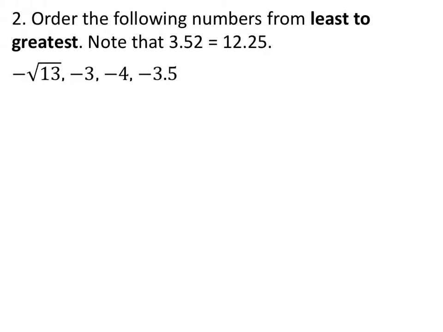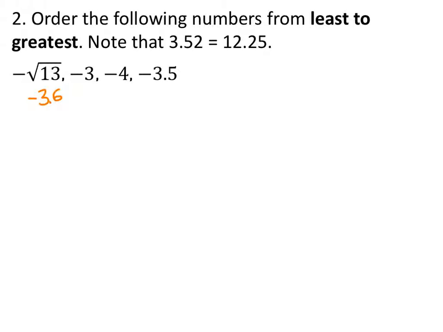Now order these from least to greatest: the negative square root of 13, negative 3, negative 4, and negative 3.5. One minute with your neighbor, go. So on my calculator I did the negative square root of 13, I get back negative 3.6. I don't need any more decimal places because none of these other ones do.